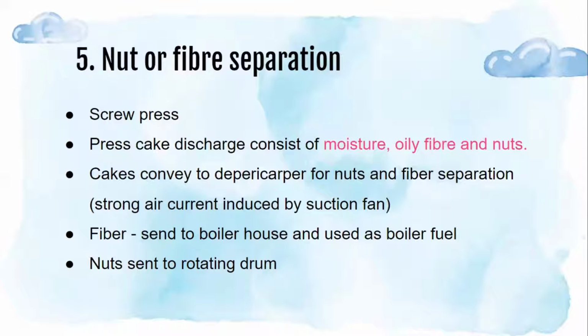Nut and fiber separation. This uses a screw press, where the press cake is discharged, consisting of moisture, fiber and also nuts. The cakes will be conveyed to the depericarper for nut and fiber separation. It uses a strong air current induced by a suction fan. The fiber in this process will be sent to the boiler house and used as boiler fuel, while the nuts will be sent to a rotating drum for further processing.